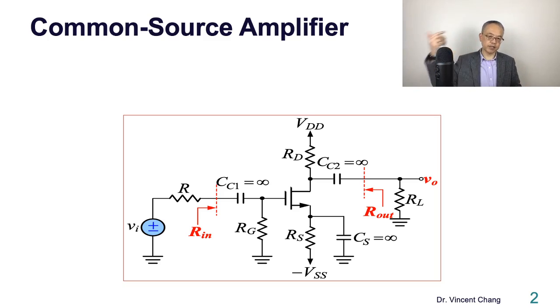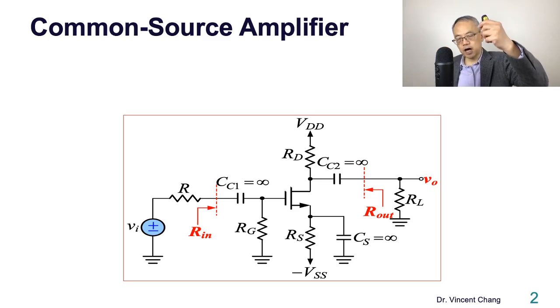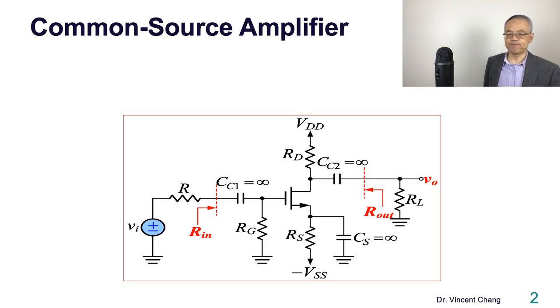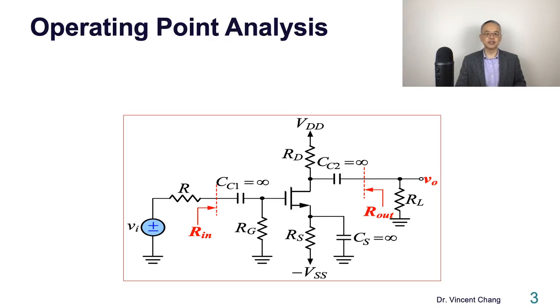The external signal comes in through the gate, and the output signal is taken from the drain. So gate in, drain out. Common source amplifier. When you conduct an amplifier analysis, always remember you need to find out the DC first. You have to conduct the DC analysis first, the operating point analysis, the transistor's bias.